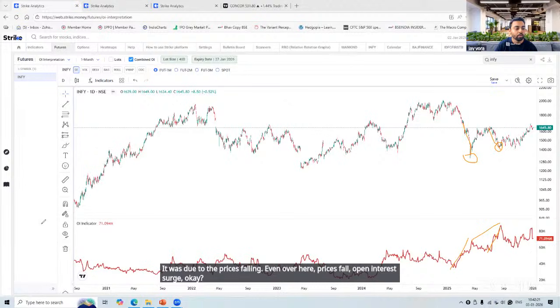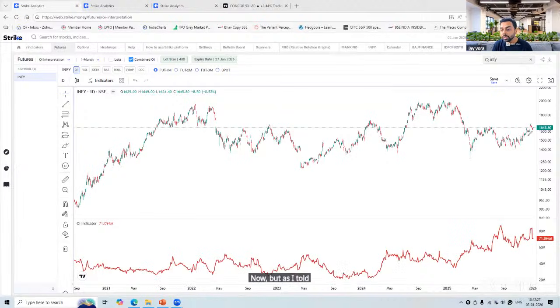And now what we can sense is that the shorts are still not covered yet. But as I told you, we are coming to a result season. So look at how people are positioned over here post result.